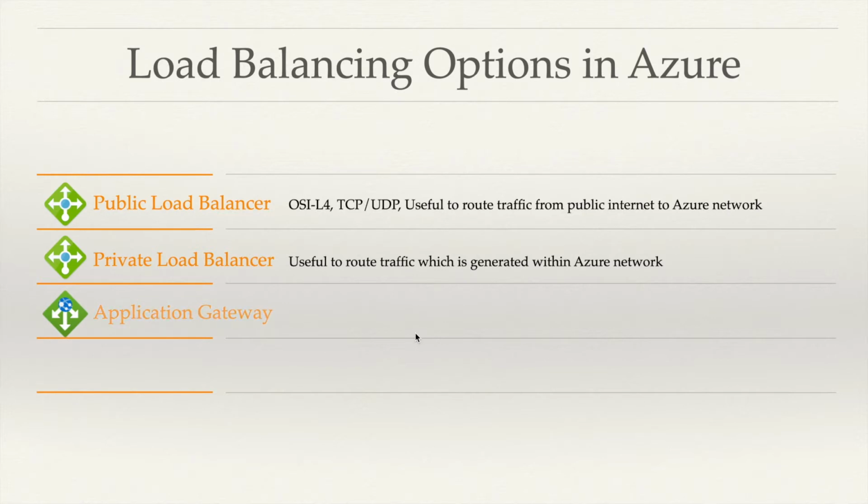Next one is the application gateway. Now the application gateway is an OSI layer 7 traffic management technology, wherein it offers some additional features on top of what we have on the load balancer. For example, it offers SSL offloading, and it also has web app firewall capabilities.